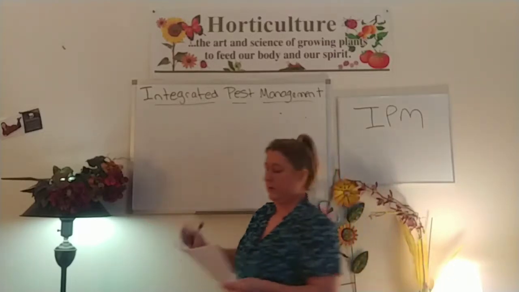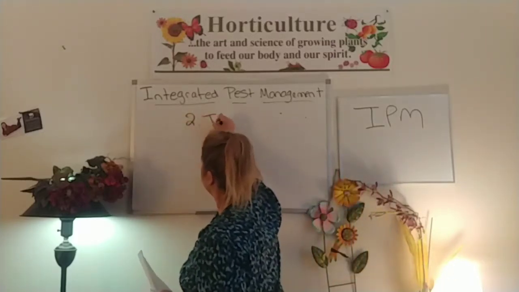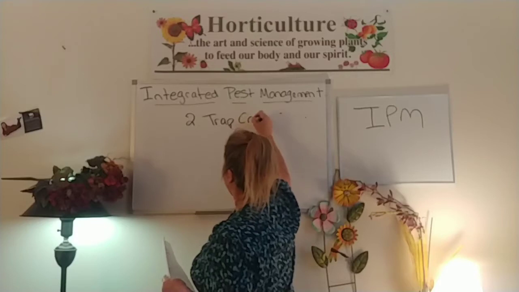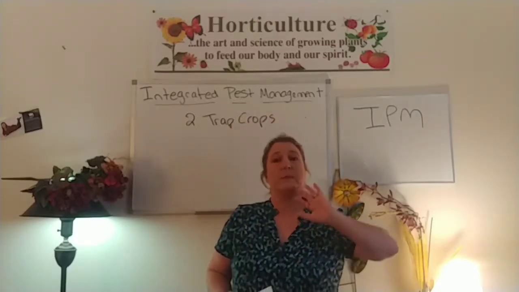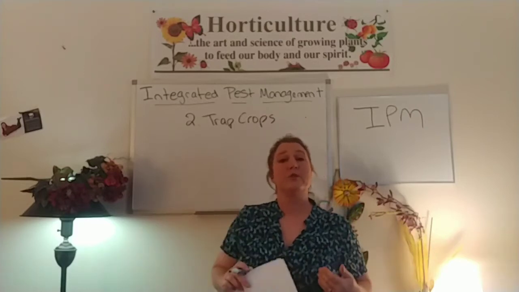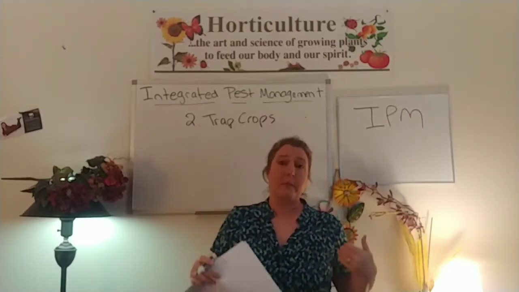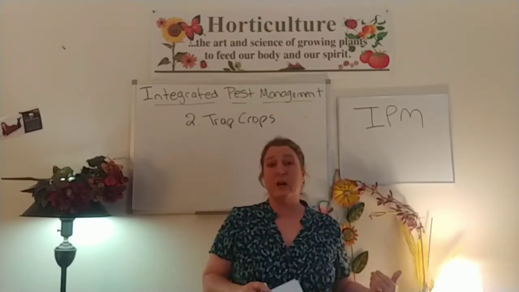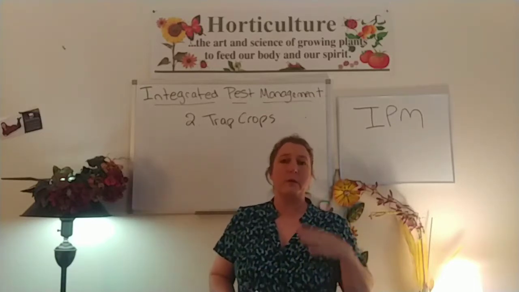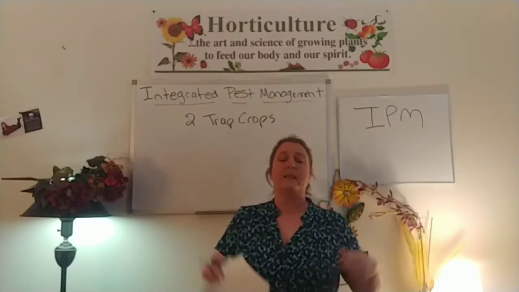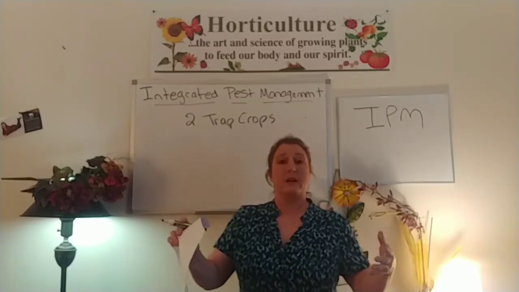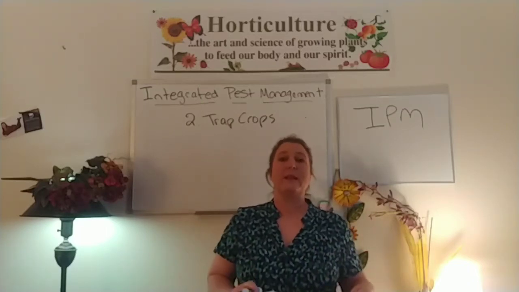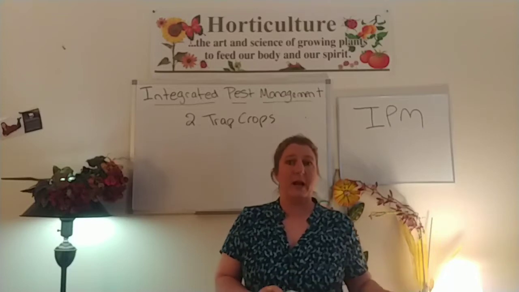Number 2, trap crops. So trap crops are the opposite of companion plants. Companion plants repel, trap crops attract. So in other words, the trap crops are kind of sacrificing themselves for the crop that you want. So you basically plant something that the insect you have a problem with, the insect that wants your crop, likes a little bit better, okay?